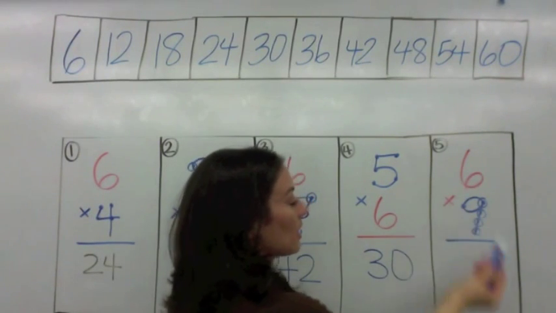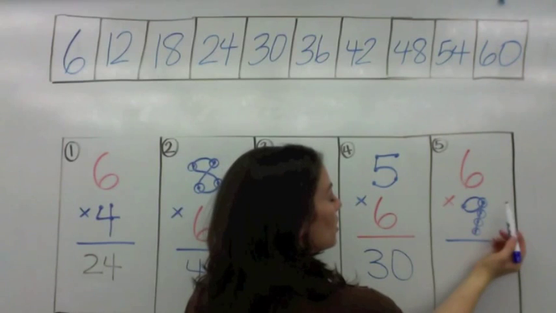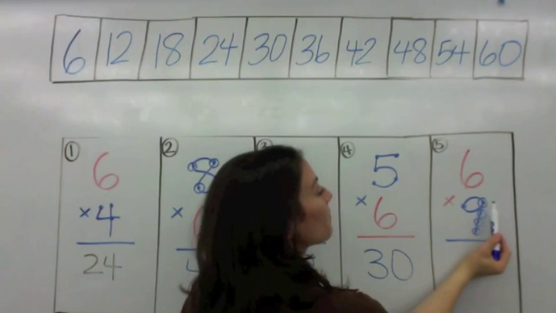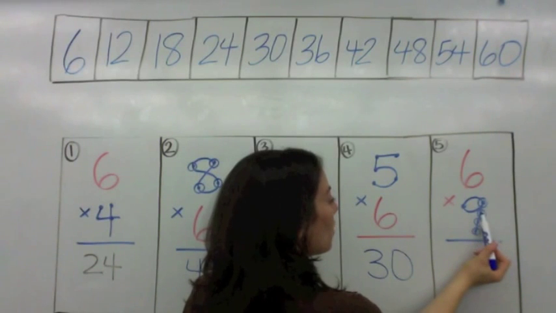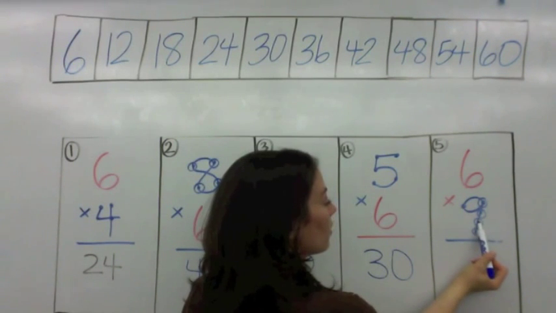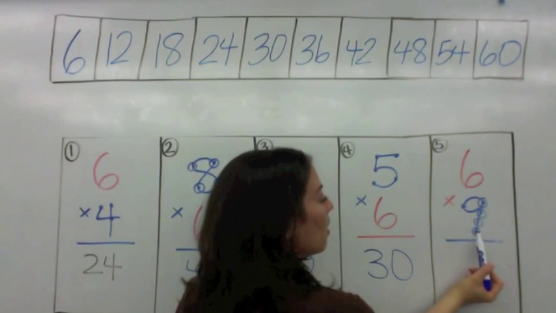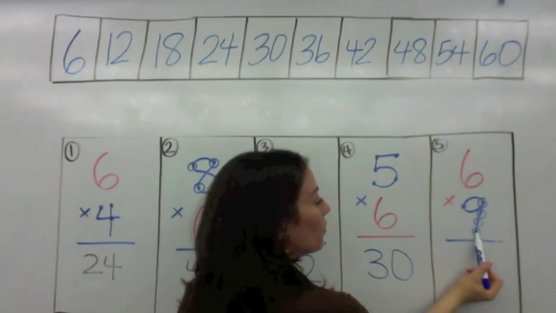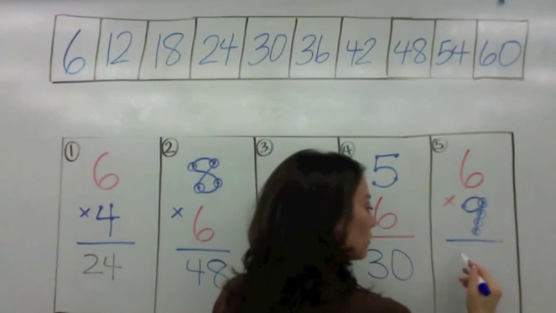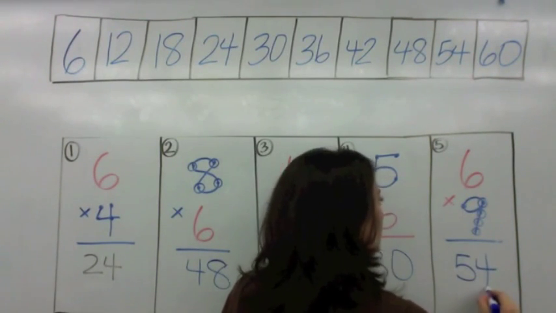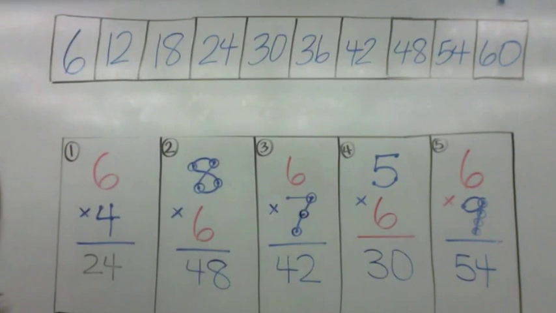And the last one is 6 times 9. Skip count with me, ready? I'm going to go slow. 6, 12, 18, 24, 30, 36, 42, 48, 54. Stop. What's the answer? 54. So 6 times 9 is 54. Go ahead and get all of that down.